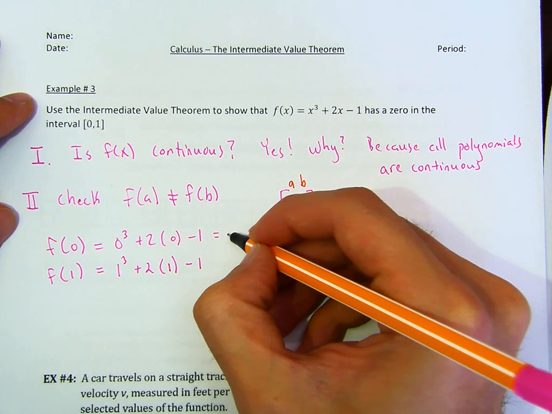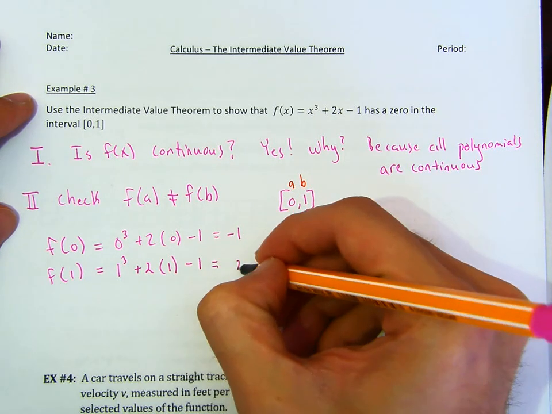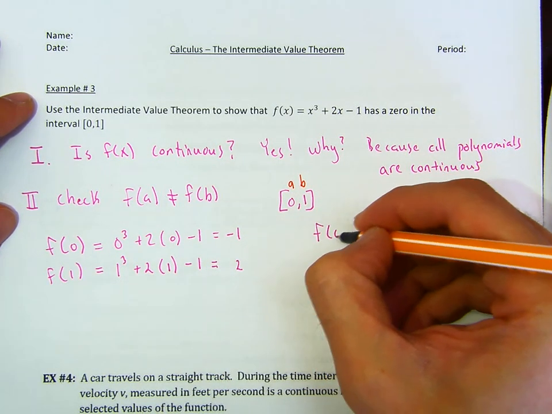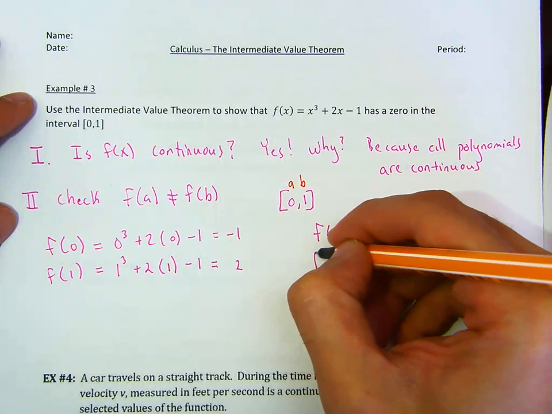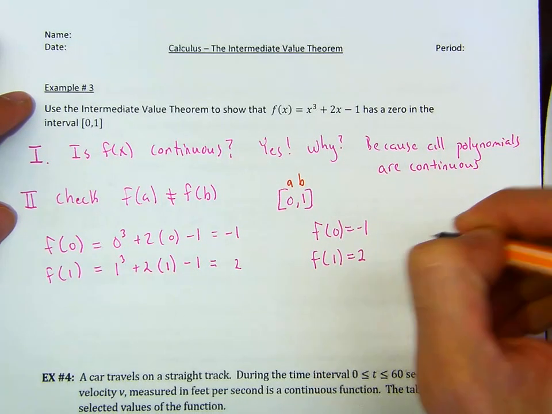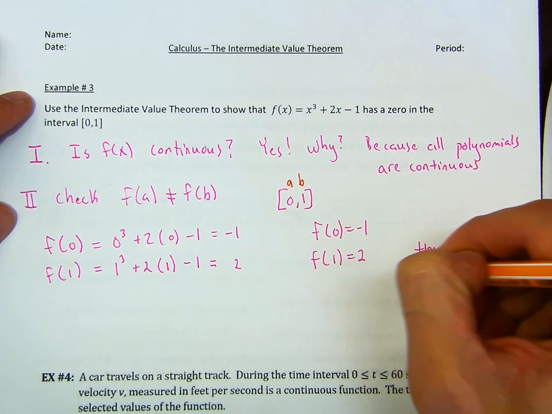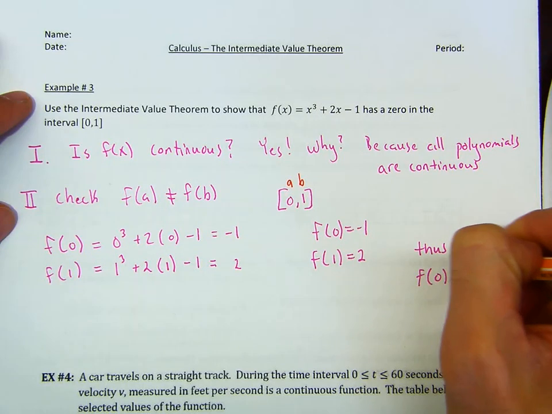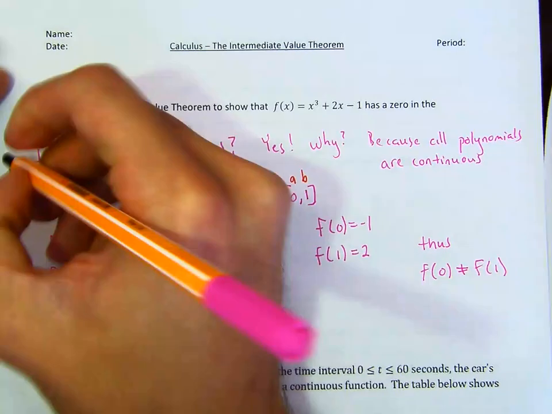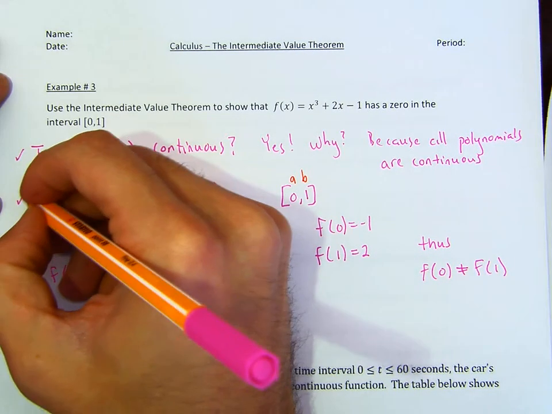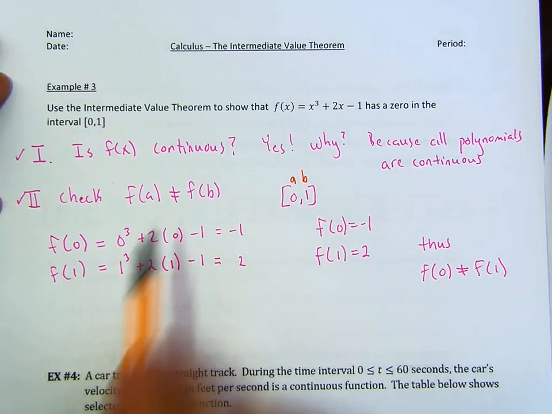And what is this equal to? Minus 1. And what is this equal to? 2. So we know that f of 0 is minus 1, and we know that f of 1 is 2. Thus, f of 0 does not equal f of 1. So this checks, right? They don't equal each other, and that's what you wanted to check.